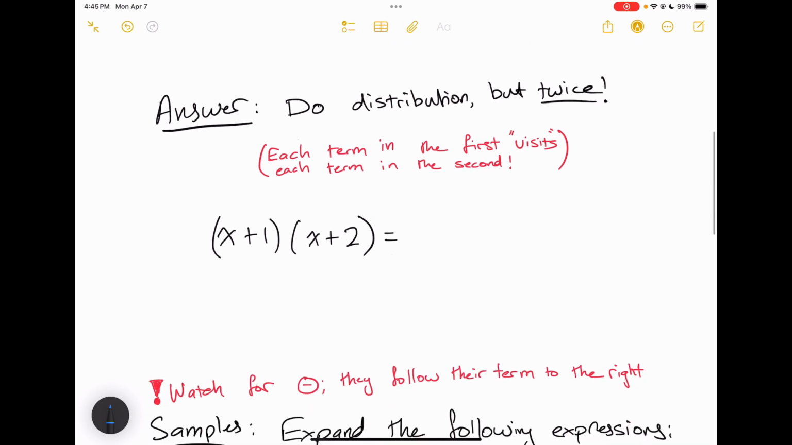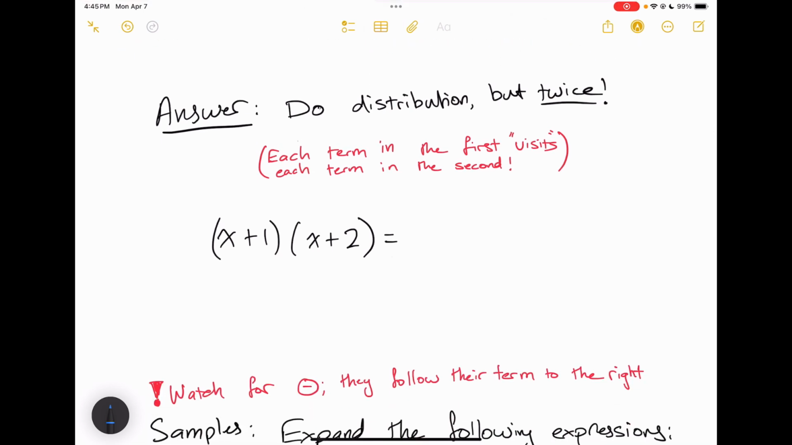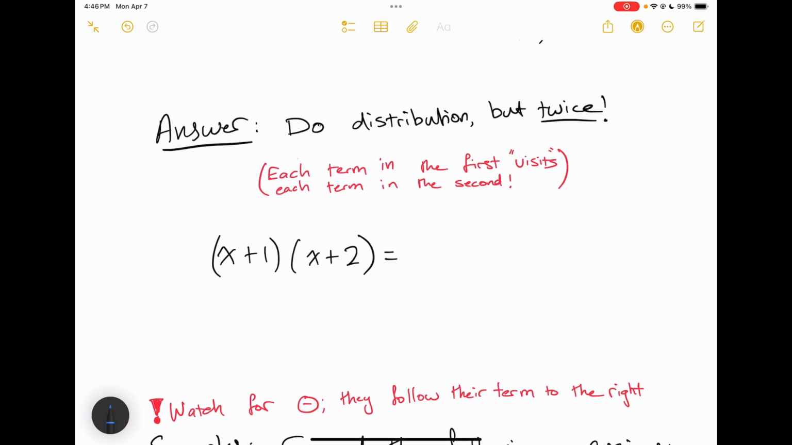The answer is pretty simple. We just do the distribution process, but now twice. Each term in the first is now going to visit each term in the second. Let's see that right here in this first example. X plus 1 into, keep in mind right there, if it's just multiplied like this, there's no operation, it's multiplying, and we sometimes read it as into. X plus 1 into X plus 2.